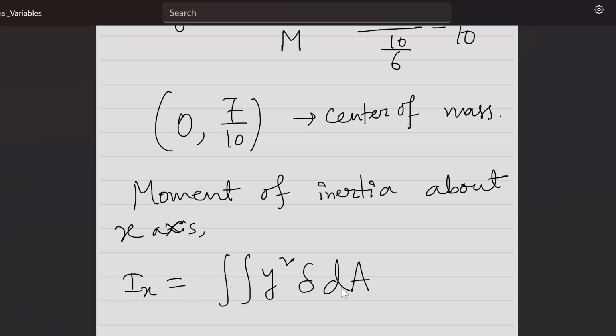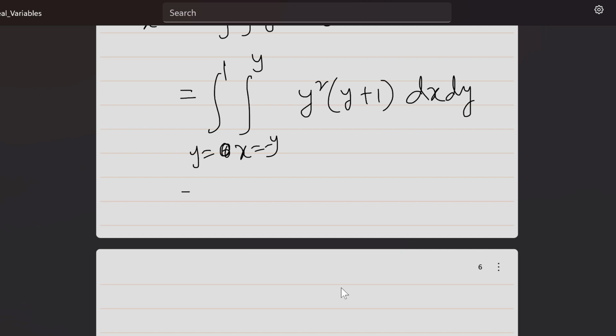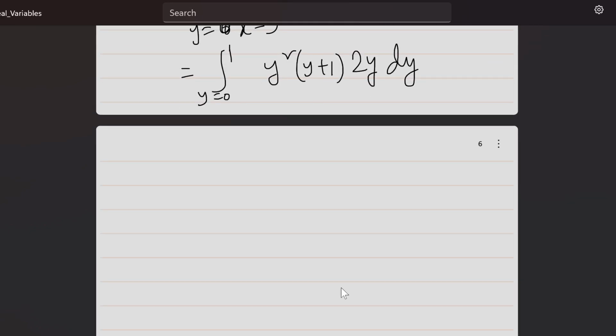So y square into delta, which is y plus 1, dx dy, and x running from minus y to y and y running from 0 to 1. Okay. So what is this integral? Just calculate this. This is nothing but again y from 0 to 1, y square, y plus 1, 2y dy. So again 2 will come outside.